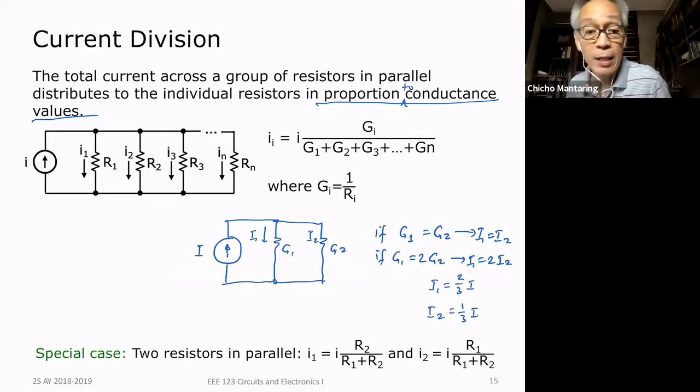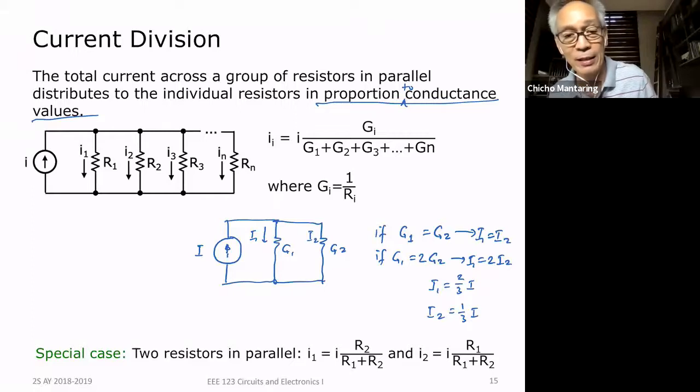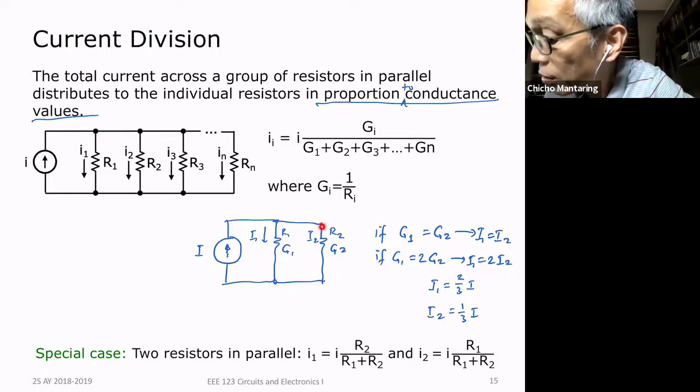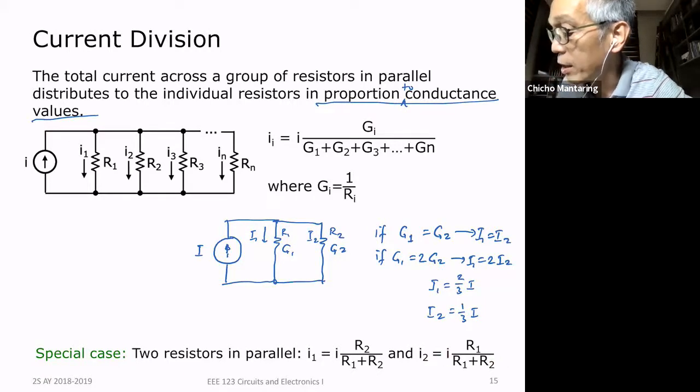Now you have a special case when you have two resistors in parallel. This is two resistances in parallel, except that I specified it in terms of conductance. But if you have two resistors in parallel, so this is R1 and this is R2, notice I1, its numerator would be R2, the other resistor, divided by the sum of the resistors. And then I2, its numerator will be R1 divided by the sum of the resistors.